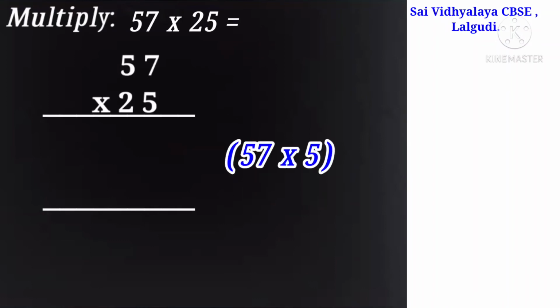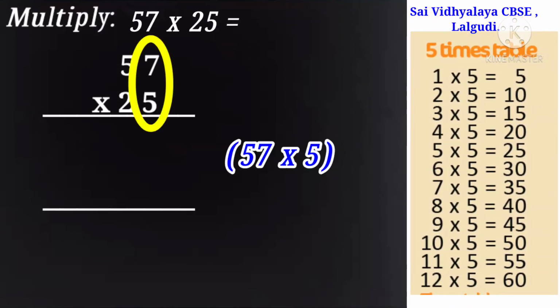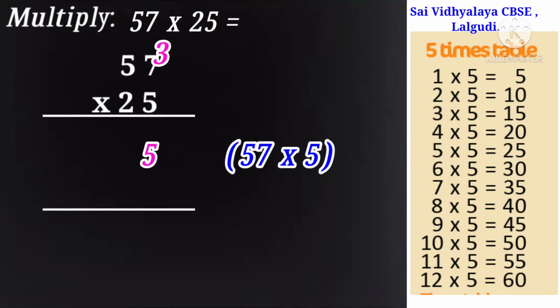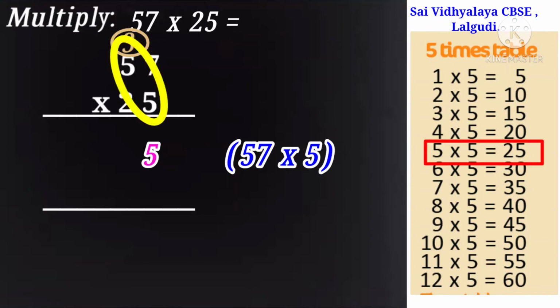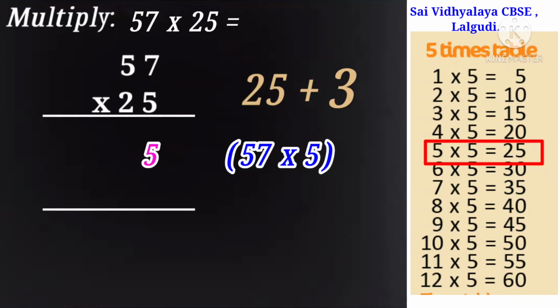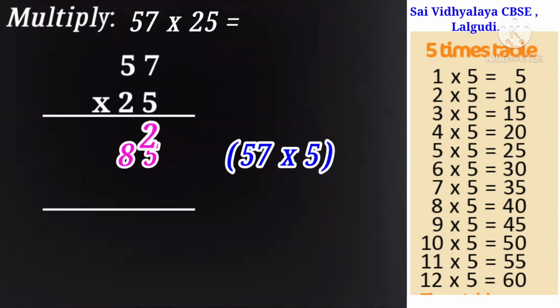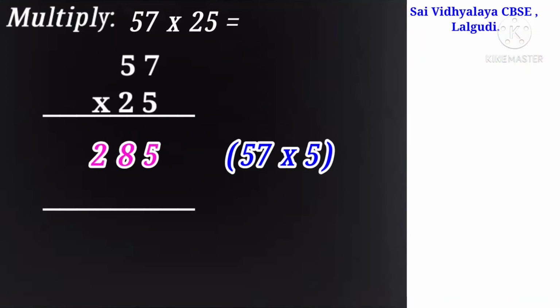Okay, let's start. 57 into 5. Use the 5 times table. 7 into 5. 7 5s are 35. Write 5 in the ones place and 3 as the carryover in the tens place. The carryover should be added. Okay, 5 into 5. 5 5s are 25. Already we have the carryover. 25 plus 3 is equal to 28. Write 8 in the tens place and 2 in the hundreds place. Move on to the next step.